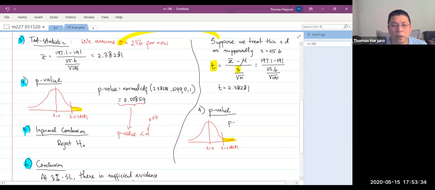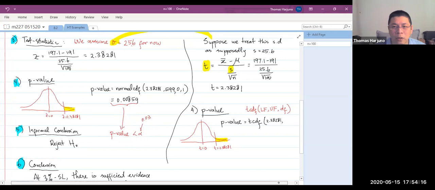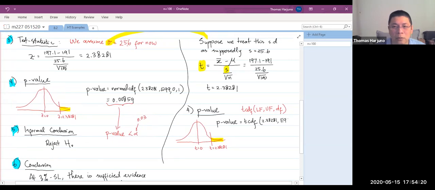Now, when we compute that, we don't use normal CDF. We will use tcdf. The notation for tcdf is lower fence, upper fence, and then degrees of freedom. So for us right now, this will be 2.38281, E99, and the degree of freedom is 99. The sample size is 100, right?